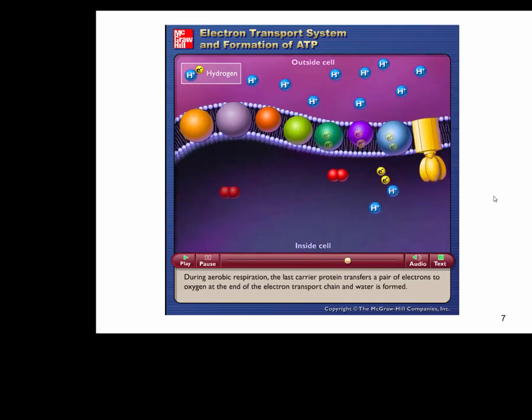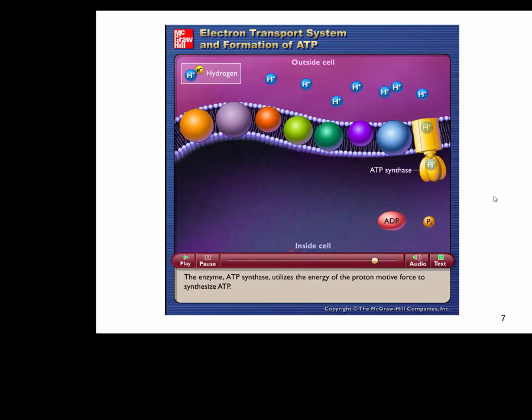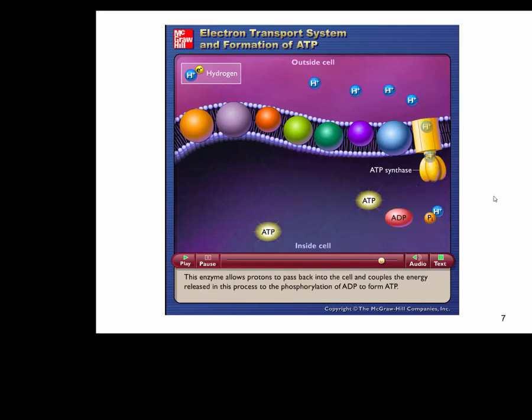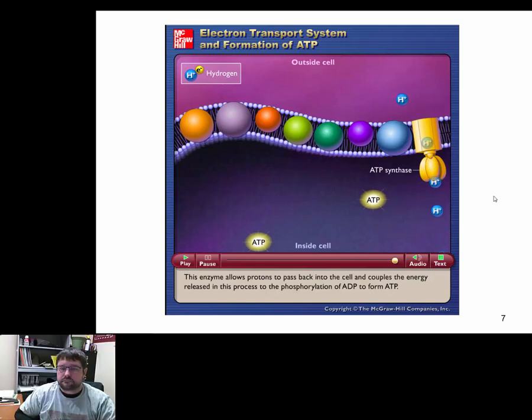During aerobic respiration, the last carrier protein transfers a pair of electrons to oxygen at the end of the electron transport chain, and water is formed. The enzyme ATP synthase utilizes the energy of the proton motive force to synthesize ATP. This enzyme allows protons to pass back into the cell and couples the energy released in this process to the phosphorylation of ADP to form ATP.